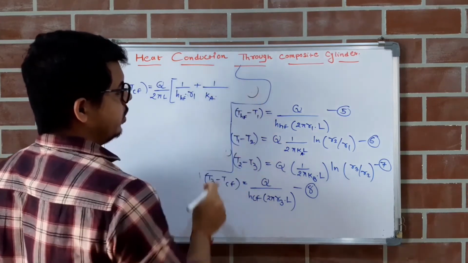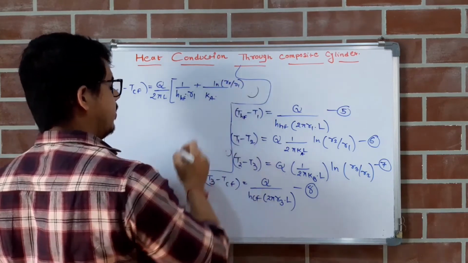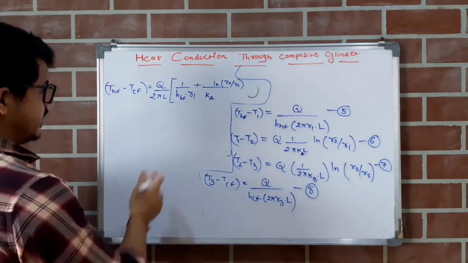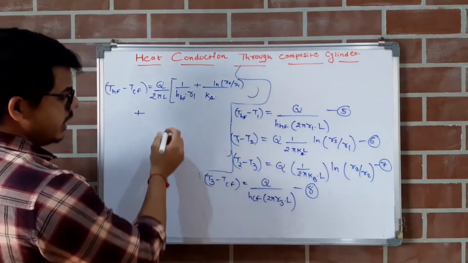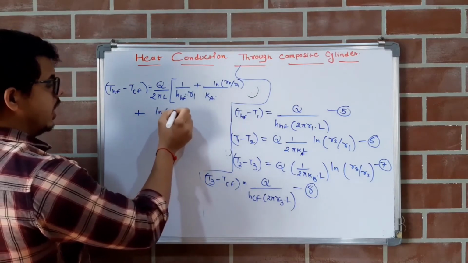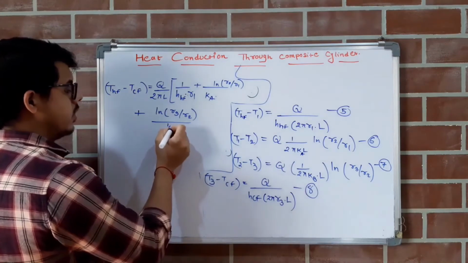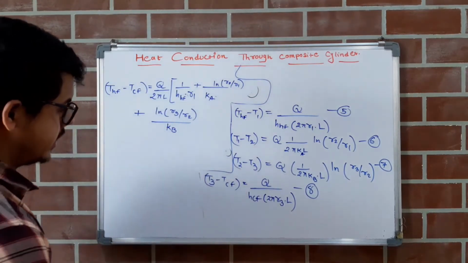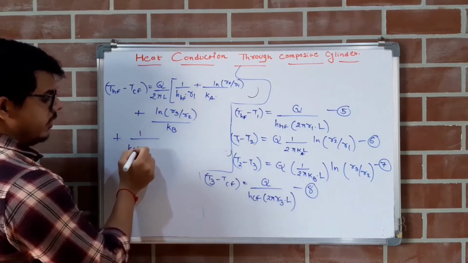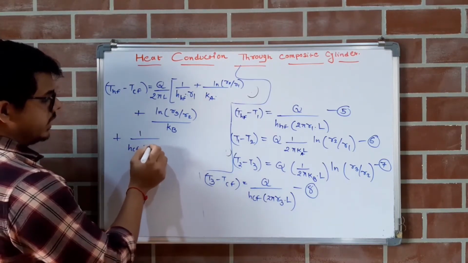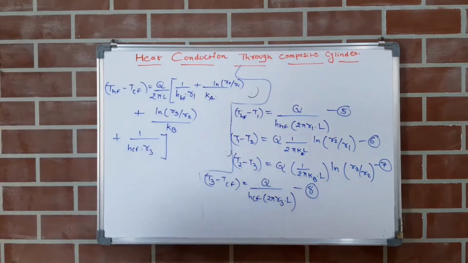Ln is in the numerator. So ln of R2 upon R1 upon Ka plus the seventh equation will be ln of R3 upon R2 divided by Kb, and the last is this. So plus 1 upon HCF into R3, right? So this is the whole equation.